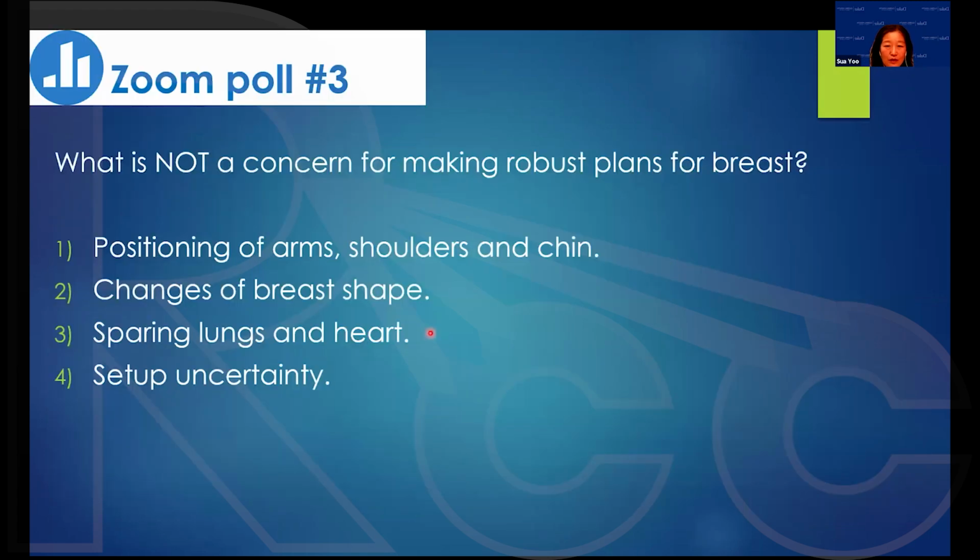Third question: what is not a concern for making robust plans for breast? Positioning of arms, shoulder, and chin; changes of breast shape; sparing lungs and heart; setup uncertainty.